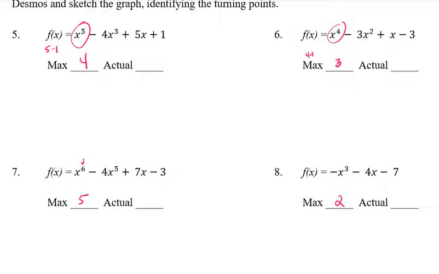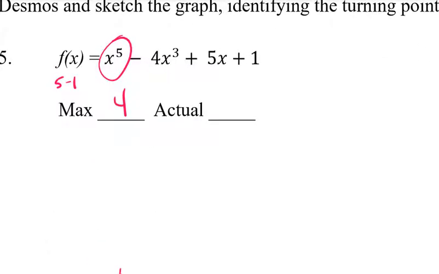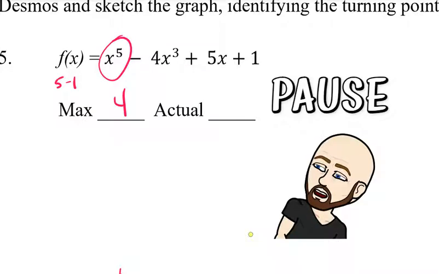So now what we're going to do is take this very first equation right here, this polynomial of x to the 5th minus 4x cubed plus 5x plus 1, put that into Desmos, and then sketch it. And let's figure out the actual number of turning points from the graph. So go and hit pause. Put the function into Desmos, and then choose an appropriate viewing window so that you can see any and all possible turning points. Go ahead, hit pause, I'll wait for you.